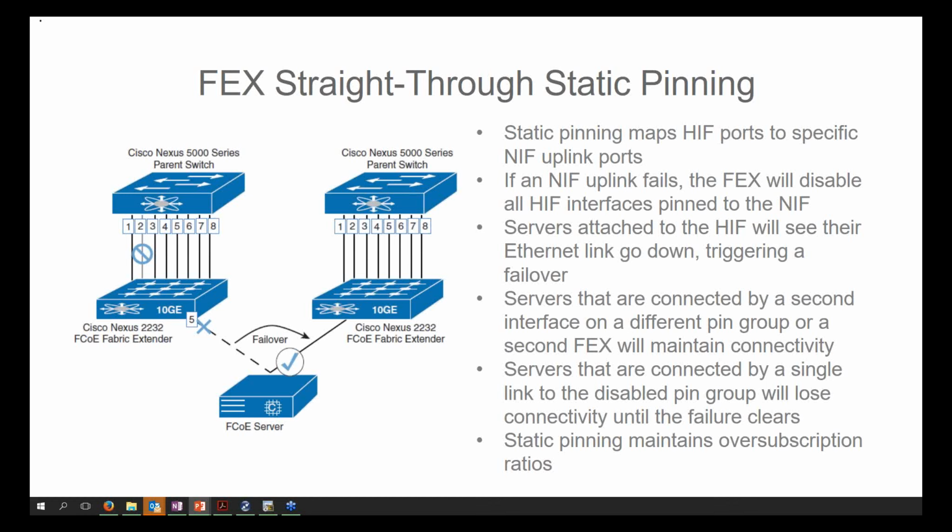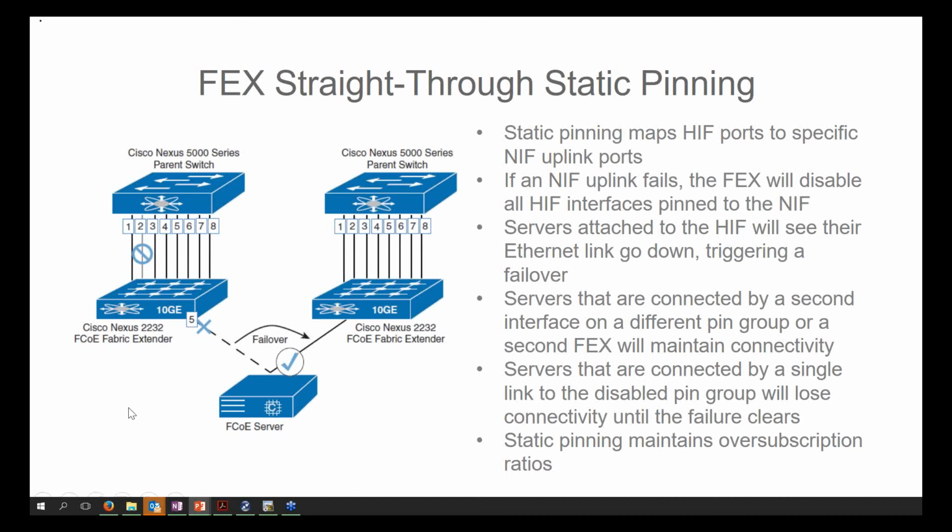In this example, all 8 links are being used northbound on the host interface on the left. Port 5 is going to be part of the pin group to network interface 2, so most likely 1 through 4 is pinned to 1, 5 through 8 is going to be pinned to 2. So when that link goes down, this server, which happens to be on 5, is going to lose that link, and it's going to have to fail over to the other fabric extender. And in this case, if there are 4 servers on it, it's going to lose all of them.